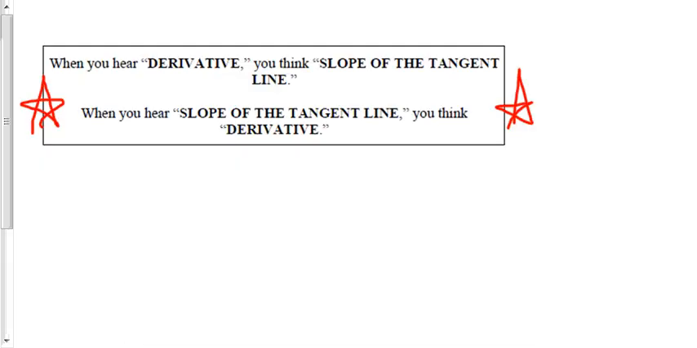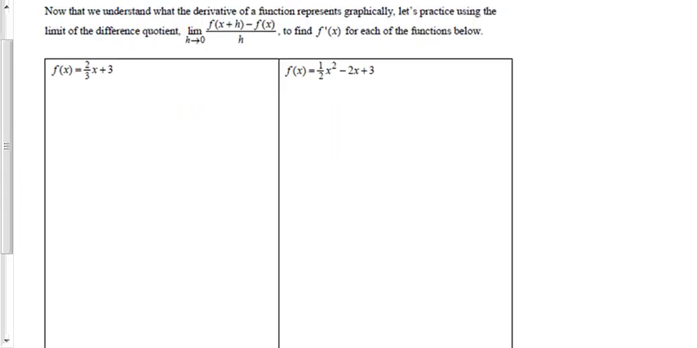So now when you hear derivative, you're going to think slope of the tangent line, and when you hear slope of the tangent line, you're going to think derivative. We talked about that a little bit earlier, but now that's got to set in. So a couple examples that we're going to do now that we understand what the derivative of a function represents graphically. Let's practice using the limit of the difference quotient, which we have right here.